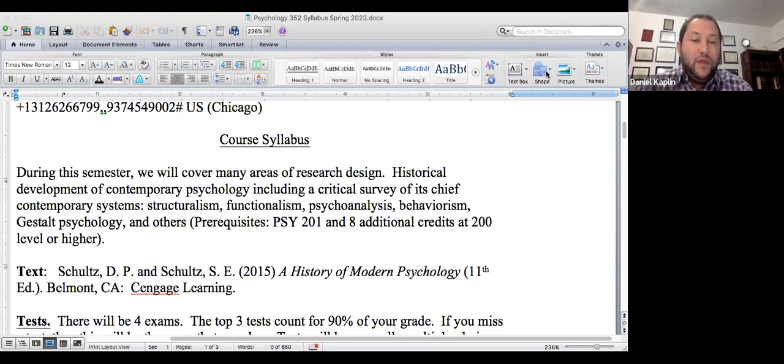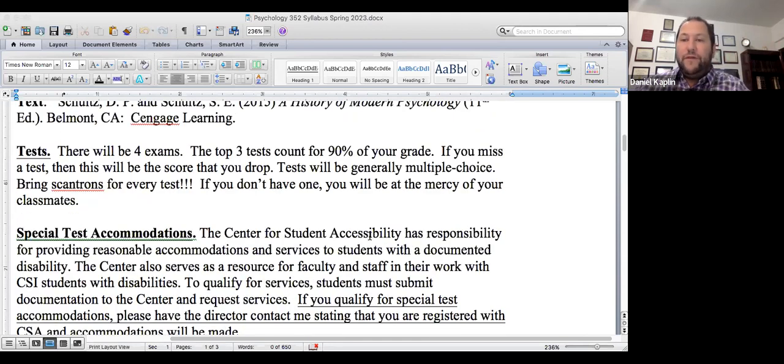Now, the textbook we will be using is Schultz and Schultz, A History of Modern Psychology. There are different textbooks we could use, but this one is written in a very clear, simple fashion. And it's also written strategically to skip out some of the earlier time periods before the Renaissance so that you get the information you need as you're perhaps planning for grad school or taking the psychology GRE. So it's strategic.